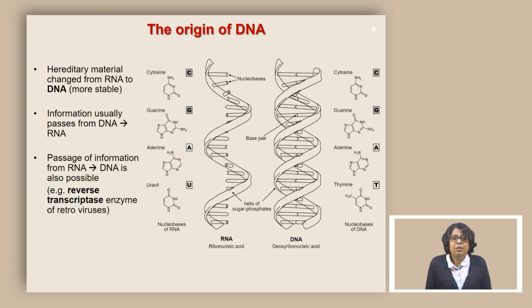And once the more stable form is selected for, then information usually passes from DNA to RNA, and passage of information from RNA to DNA is also possible. It is done by the reverse transcriptase enzyme in some retroviruses, but it is not so common. So, therefore, the understanding is that initial development was from the RNA, where it was working as both the information carrier of the genetic material, but also the implementer in some of these enzyme-like mechanisms. But eventually development of DNA led to a system where they were selected for because of their stability.